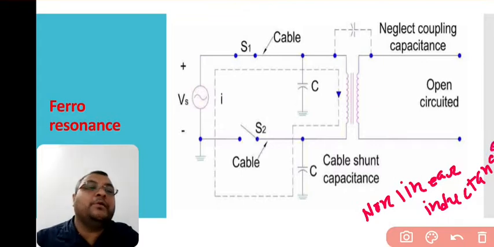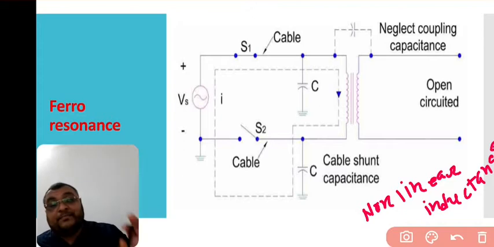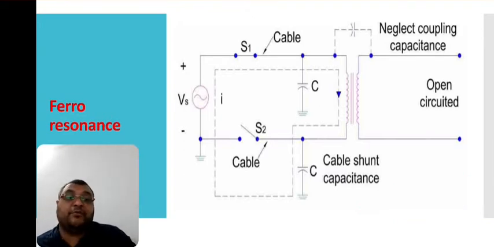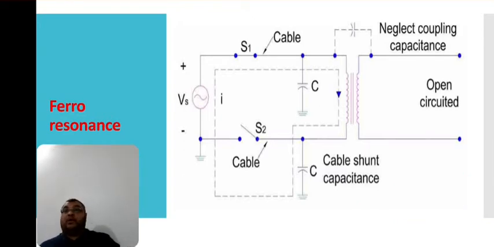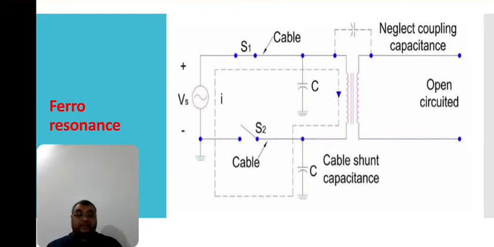Okay, with non-linear inductance, the ferroresonance phenomenon will happen. And another thing: if you show that in the circuit diagram, there is one transformer, and you can see the voltage source is there.